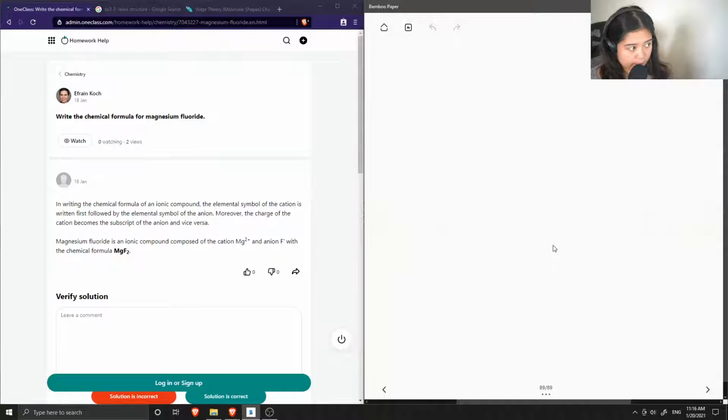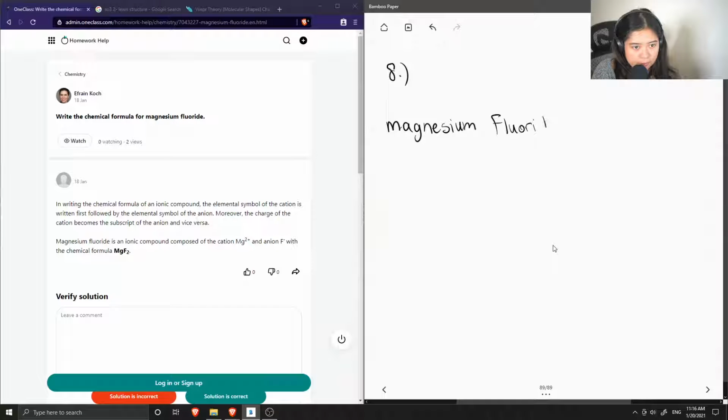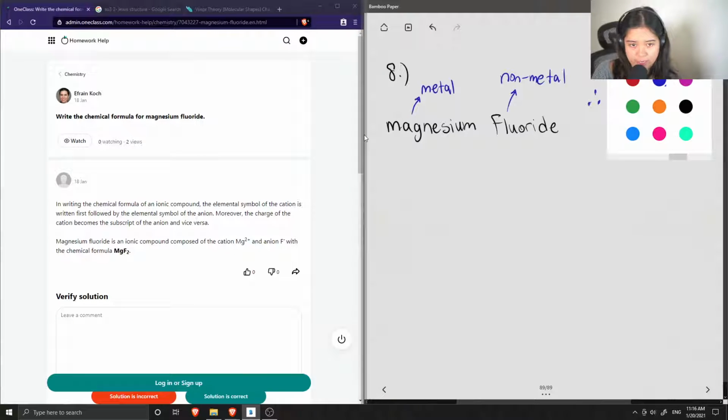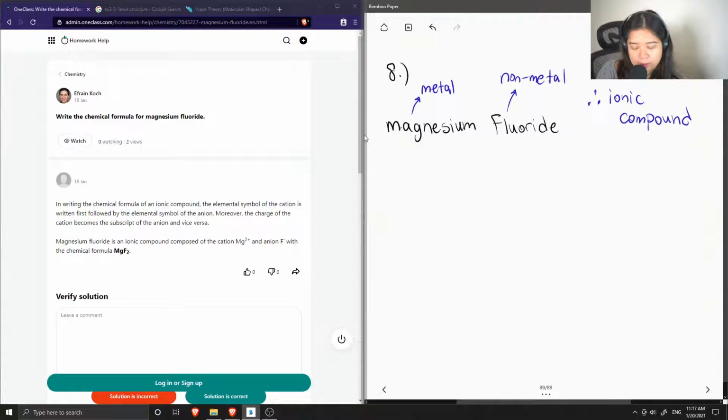Okay, so question number 8 is to write the chemical formula for magnesium fluoride. First let's see what type of compound we have. We have magnesium, which is a metal, and we have fluoride, which is a nonmetal. Therefore, we know that this is an ionic compound.